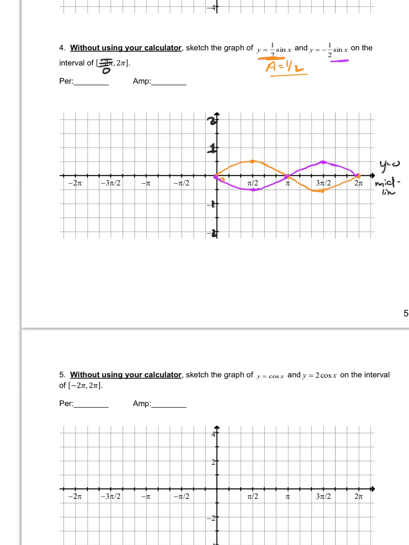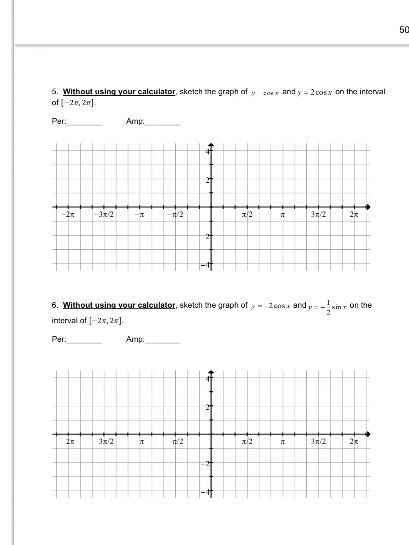Okay, so both graphs are on here. The purple is the reflection. Again, the amplitude here is still A equals 1/2. The period for both, again, is still 2 pi. The amplitude is still the same, 1/2. The range for both is the same, -1/2 to 1/2. Okay, so let's graph both of these.